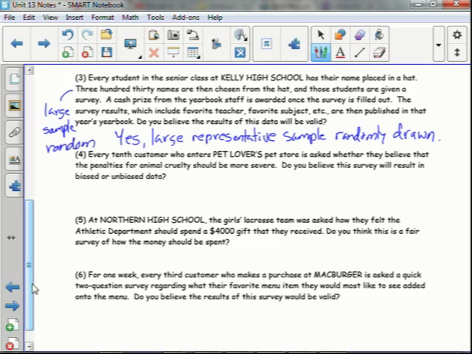Number 4. Every 10th customer who enters Pet Lovers Pet Store is asked whether they believe that the penalties for animal cruelty should be more severe. Do you believe this survey will result in biased or unbiased data? I would say biased because they'll probably tend to have stronger feelings towards pets. You know, just by virtue of going to a pet store, they're probably going to spend some money, just as an example.